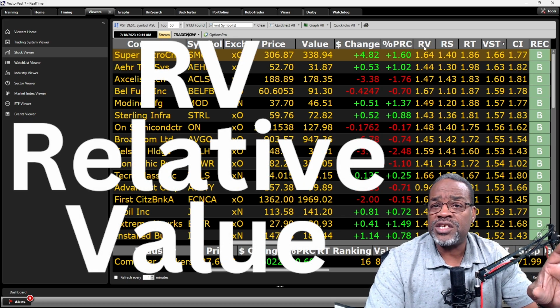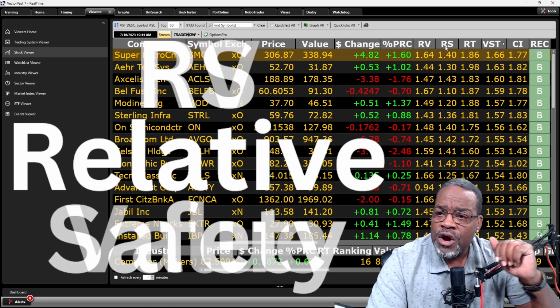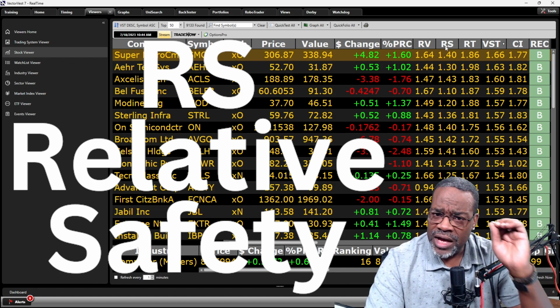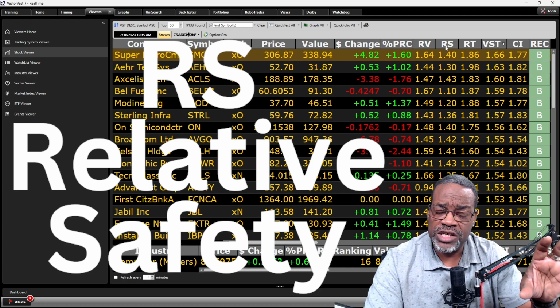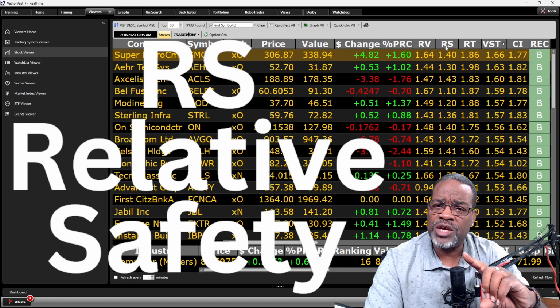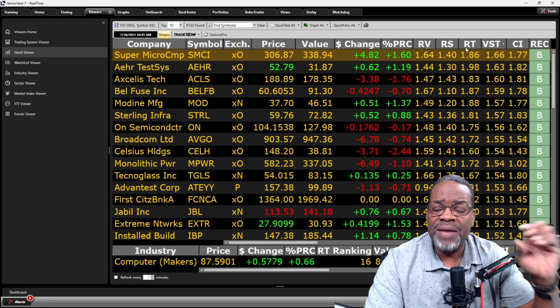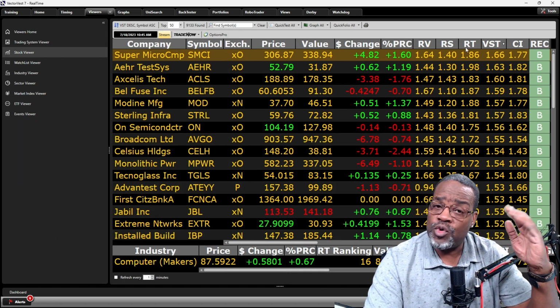Relative value looks at a stock's long-term upside potential. Relative safety is an indicator of risk. It looks at the company's financials, its ability to meet or exceed earnings expectations. Remember, earnings is one of the biggest movers of a stock's price. And RT, relative timing, tells you whether the stock is in a trend up or down right now.